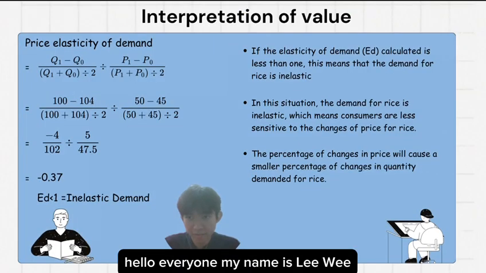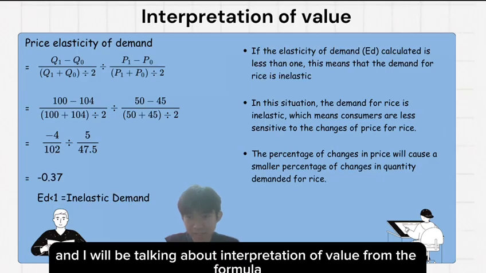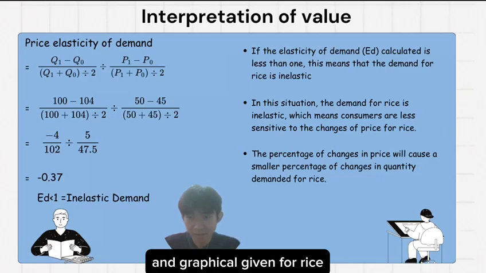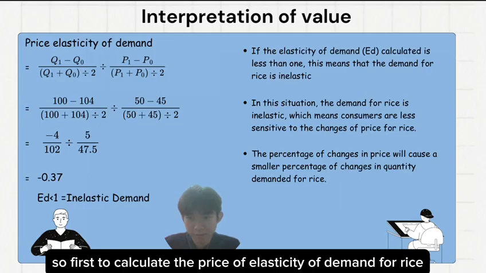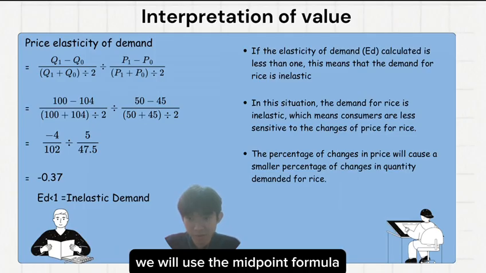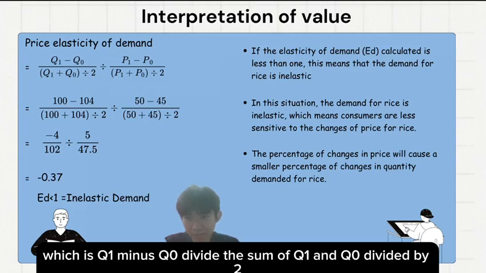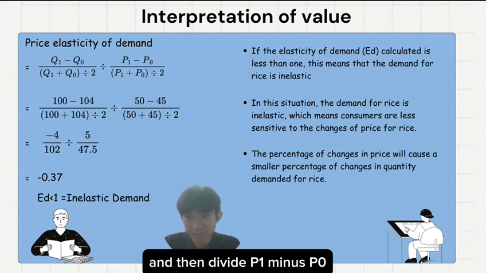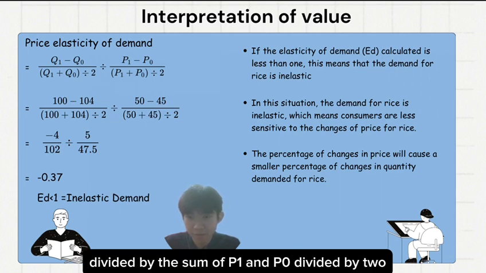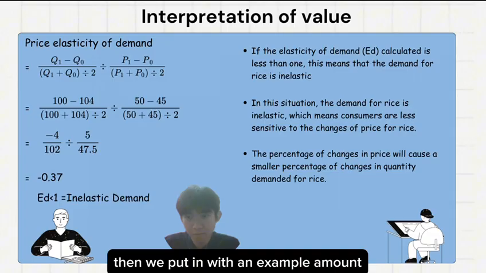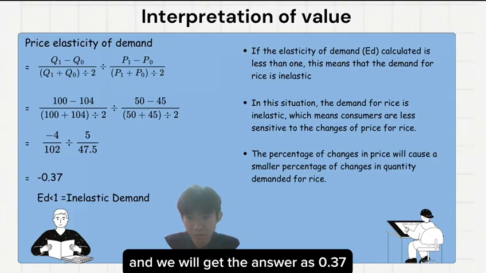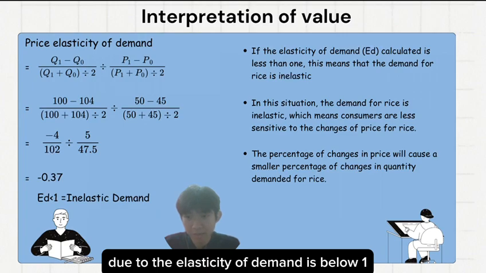Hello everyone, my name is Liwi and I will be talking about the interpretation of value from the formula and graph given for rice. So first, to calculate the price elasticity of demand for rice, we will use the midpoint formula, which is Q1 minus Q0, divided by the sum of Q1 and Q0 divided by 2, and then divided by P1 minus P0 divided by the sum of P1 and P0 divided by 2. Then we put in an example amount and we will get the answer as 0.37. Since the elasticity of demand is below 1, rice exhibits inelastic demand.